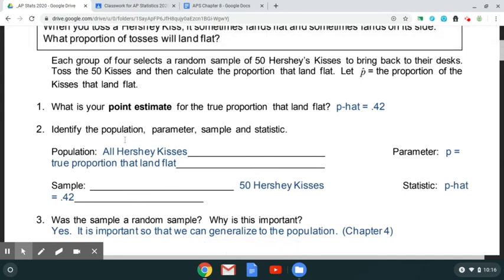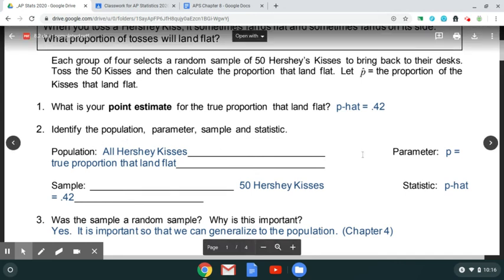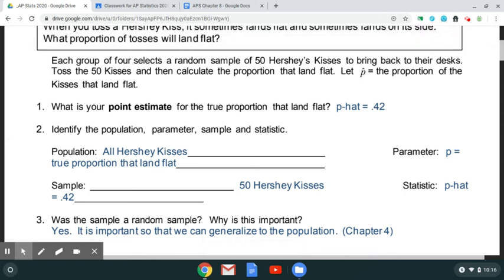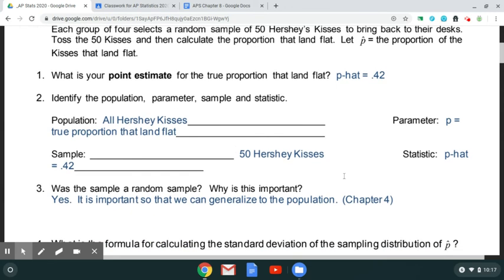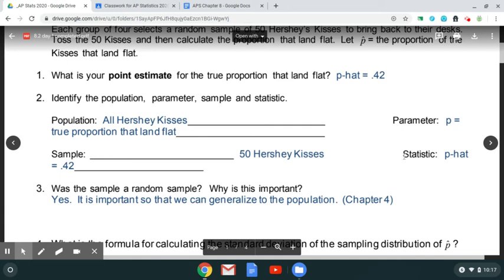Anyway, the population is all our Hershey Kisses. The parameter is the true proportion that actually lands. So if we were to take every Hershey Kiss in the land, put them in the biggest cup ever, shake them up, dump them over, it's the true proportion that would land on their bottoms. The sample would be our 50 Hershey Kisses, so P hat would be 0.42 for us.